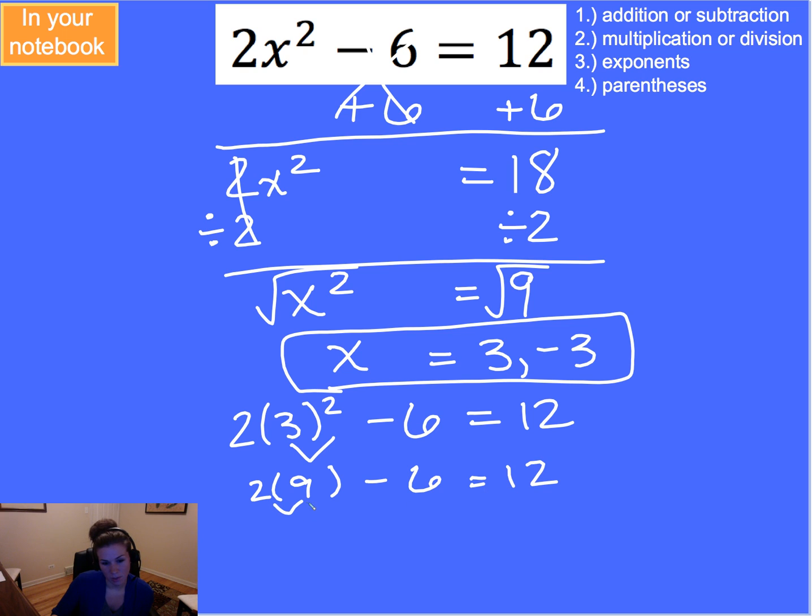Next, I need to do multiplication. 2 times 9 would be 18. And then last, I do the subtraction. 18 minus 6 is 12. And on the right side, we just have 12. 12 does equal 12, so that's correct.